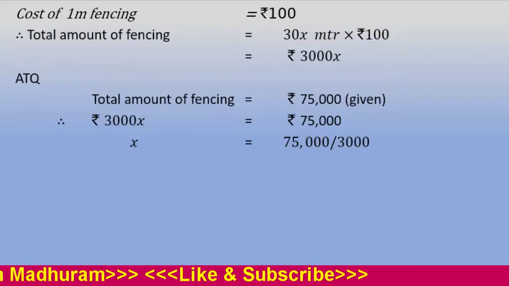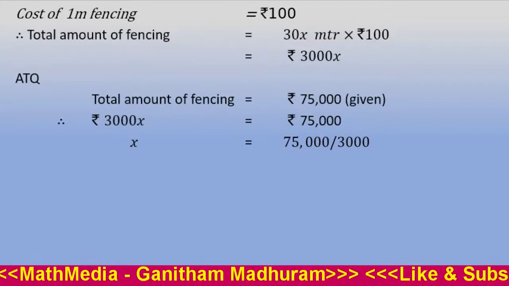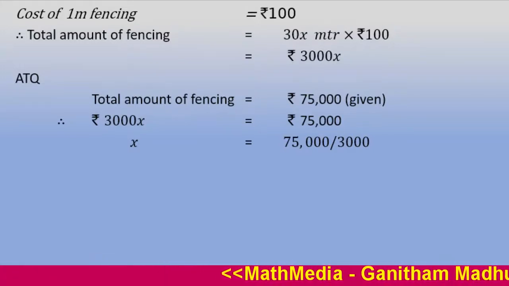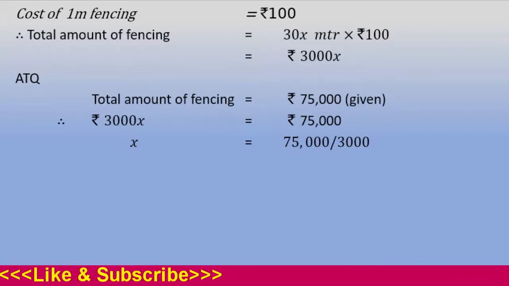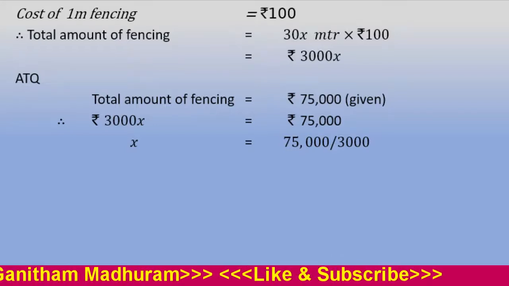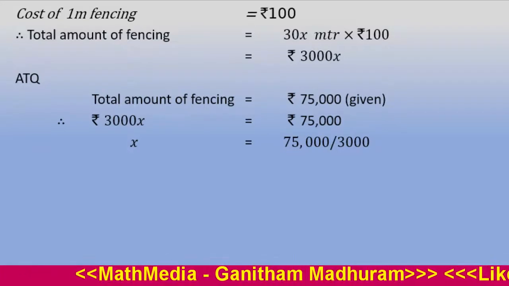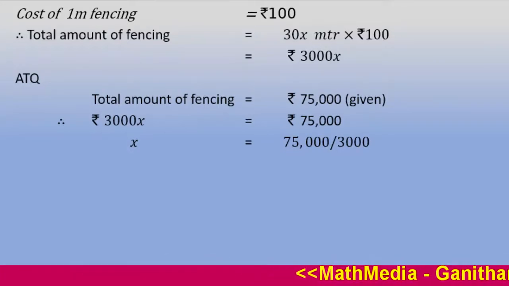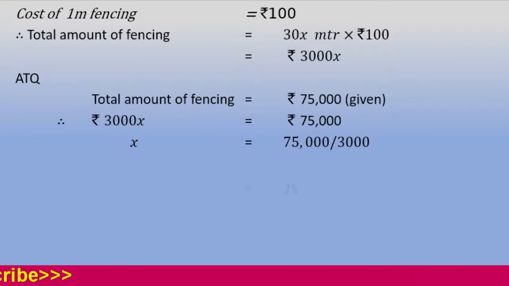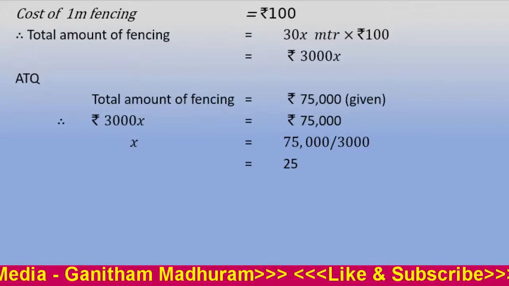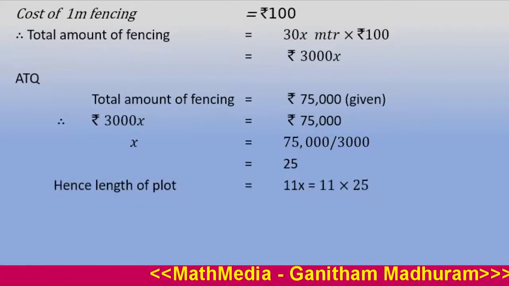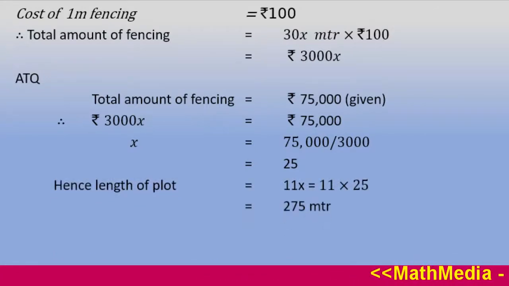So the total cost will come to rupees 3000x. Therefore, according to the question, we can write 3000x equal to 75,000, the total cost of fencing. Now, this is the linear equation we formed. Now we have to solve for x. So, x equals 75,000 divided by 3,000, equal to 25.